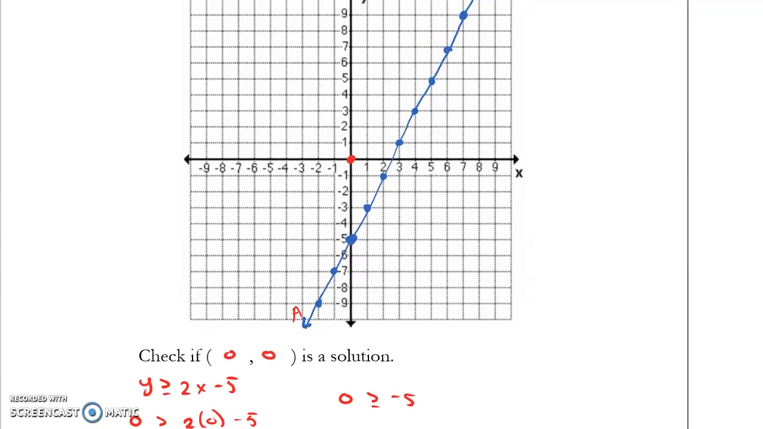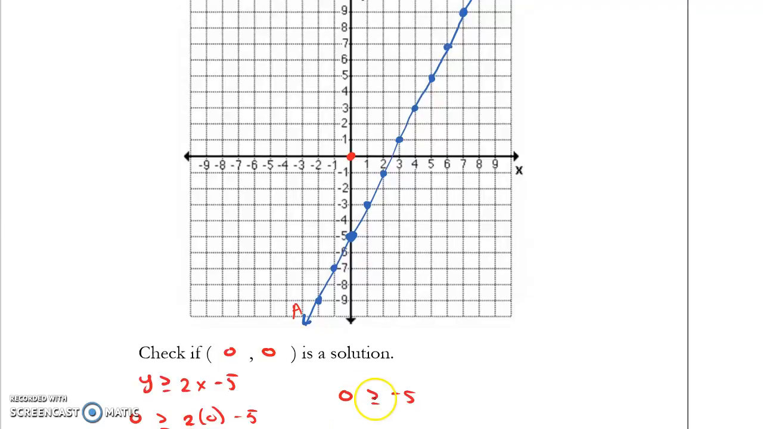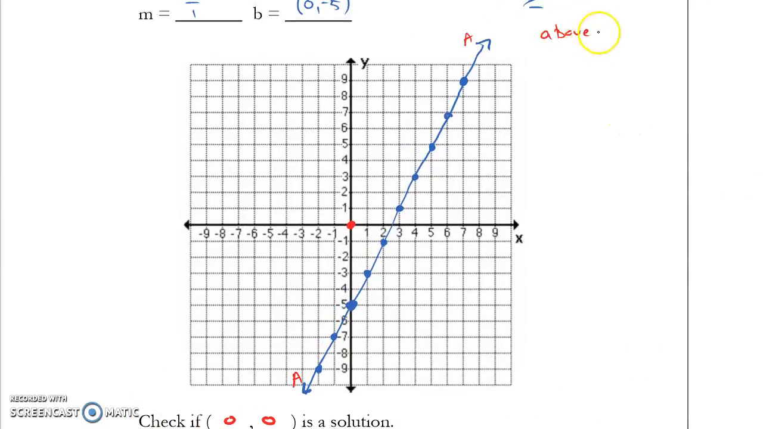I have another tool at my disposal here. 0 greater than negative 5. Here's a negative 5. Here's my 0. Is 0 bigger? It sure is. So you can use this to help you compare your inequalities as well. Because we know this is true, we know for sure now this is accurate. I will shade this above.